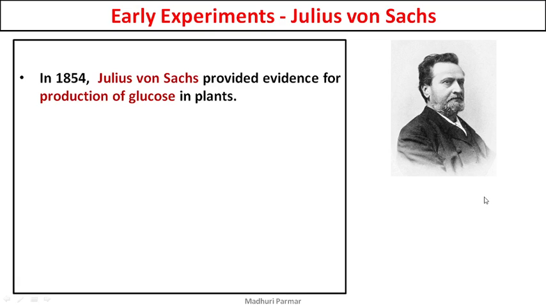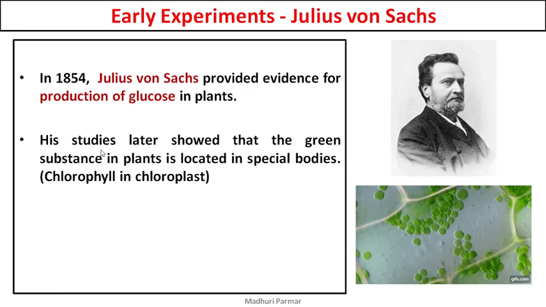After Jan Ingenhouse came Julius von Sachs. Julius von Sachs provided evidence that there is production of glucose in plants. His studies later showed that the green substance in the plants, what Jan Ingenhouse had said was that the green part of the plants were synthesizing oxygen.